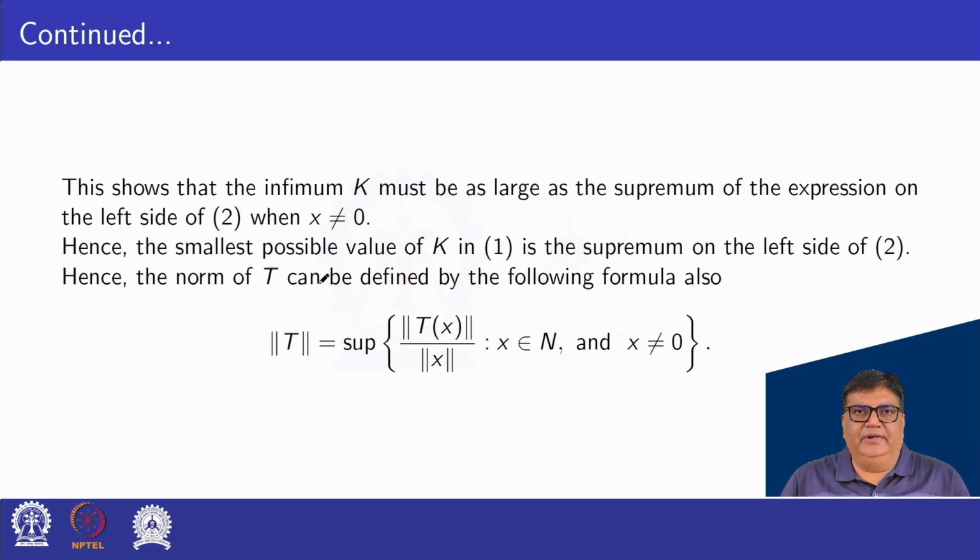Hence, norm of T can be defined by the following formula. Norm T is equal to supremum of norm Tx upon norm x for all x belonging to N and x not equal to 0.